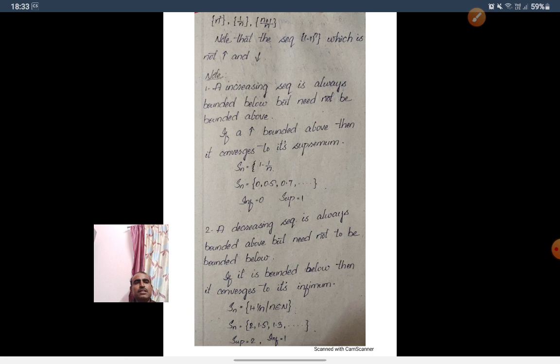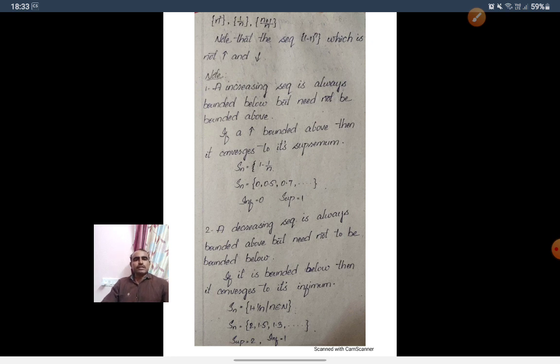A decreasing sequence is always bounded above. Here in a decreasing sequence we have a maximum value. For example, 1 by n. The first term is 1, the second term is 1 by 2, 1 by 3 and so on. So the maximum value is 1, so it is bounded above. It has no minimum value, so it need not be bounded below.